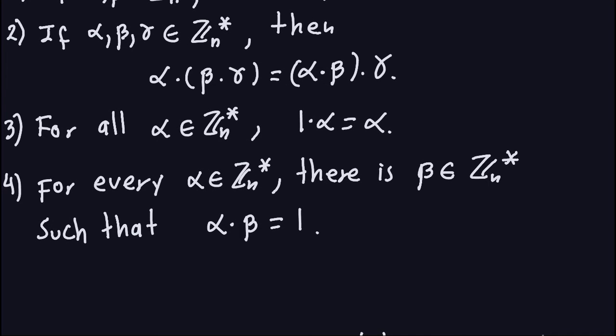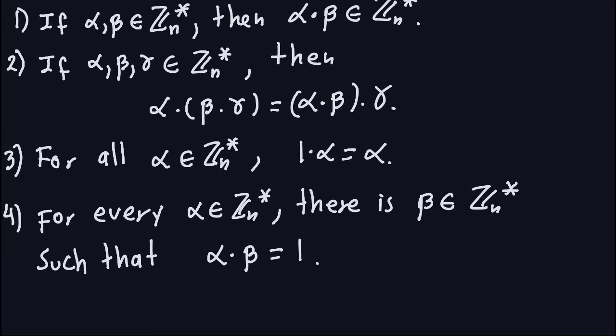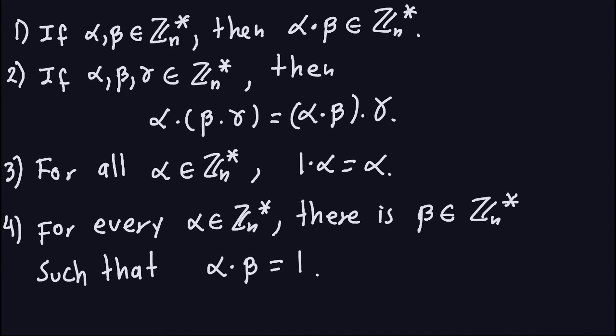And this is the one that's probably not the obvious one: if you have an element in Zn star, you can always find another element in Zn star, so that when you multiply those two elements, you get 1. And that is true for every element here in Zn star. Now, we talked about these properties for Zp star with p prime. Zn star also has these properties, meaning that Zn star is also a group.